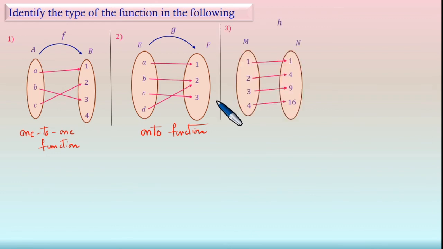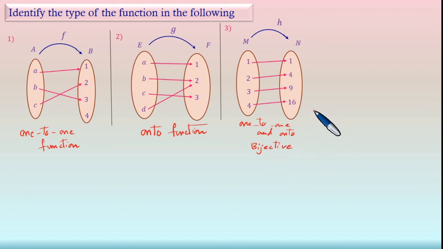One more example. Function h which maps from M to N. These are the codomain elements. So 1 has one preimage, 4 has one preimage, 9 has one preimage, 16 also has only one preimage. All the elements have a preimage, and that is only one preimage. So therefore it is 1 to 1 as well as onto. 1 to 1 and onto both are here, therefore it is a bijective function.